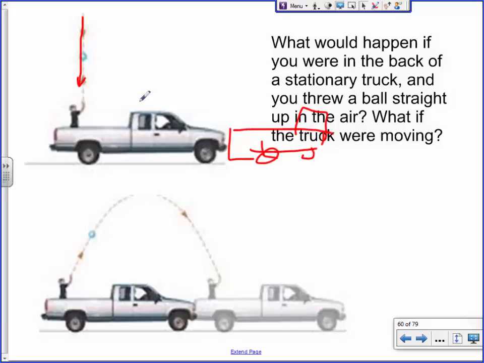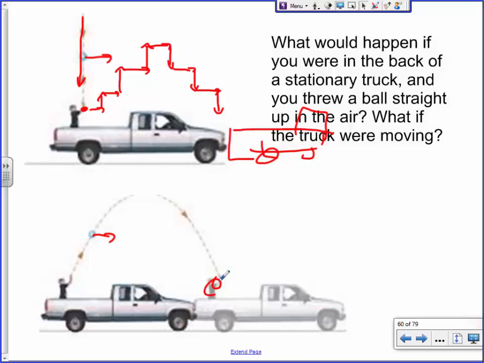Does that make sense? Because what's happening is the ball has a velocity going forward, right? Even though you are holding the ball in the truck, that ball has a forward velocity. That velocity will continue, right? So as it goes up, it'll go forward. It'll come back down, still going forward. And so therefore, you would catch it again.